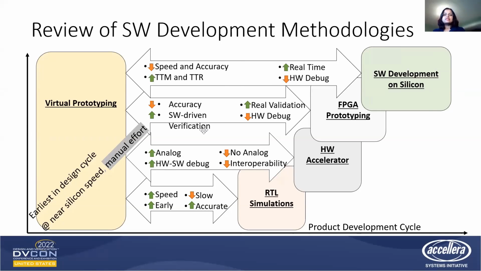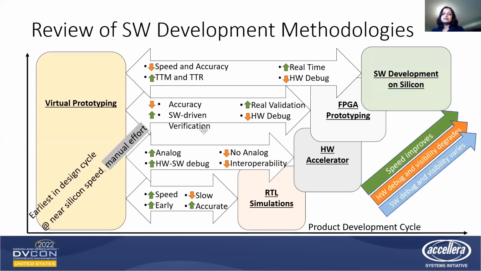Now, coming to the software development on silicon, it comes at the end of the design cycle, and it is pretty late for beginning of the software development. Although it provides real-time validation, the hardware debug is much more challenging. On the other hand, virtual prototype being available earliest in the design cycle can make a big impact on the time to market. As we progress towards silicon, we see that the speed of the simulation improves, but the hardware debug becomes more and more challenging, and the visibility into the design also degrades.